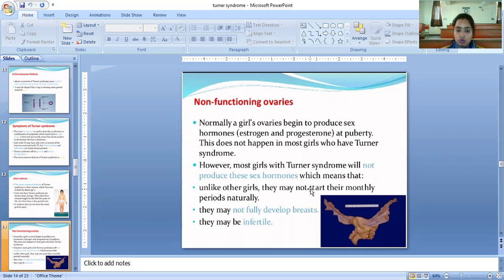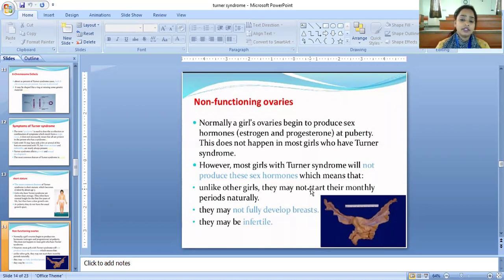Non-functional ovaries are also found in females with Turner syndrome. Normally, a girl's ovaries begin to produce sex hormones like estrogen and progesterone at puberty. This does not happen in most girls who have Turner syndrome. So females with Turner syndrome do not produce the sex hormones estrogen and progesterone. So they have infertility.